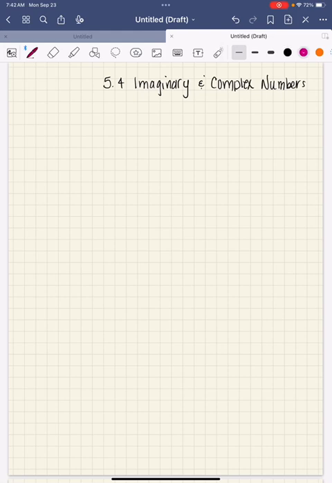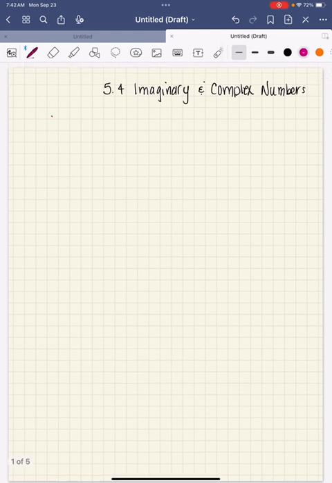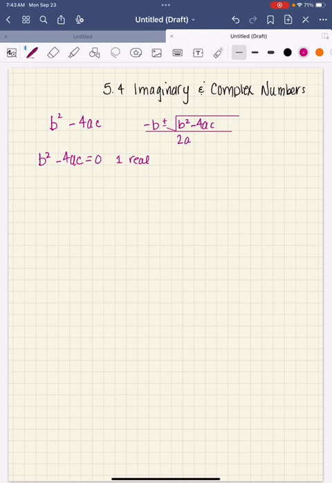In our last lesson, we were talking about the discriminant, which is b squared minus 4ac. You'll find the discriminant as part of the quadratic formula. It is the part underneath the root in the quadratic formula. If what's underneath the square root is 0, the square root of 0 is 0, so that's going to mean one real solution, also the same thing as the x-intercepts.